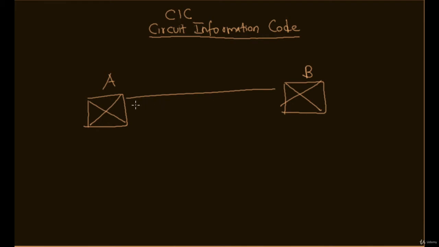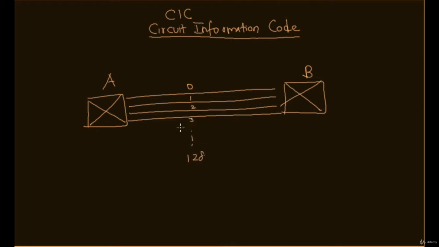there are, let's say, some n number of circuits. Each circuit will have one identification: circuit 0, circuit 1, circuit 2, circuit 3, like that. There will be, let's say, 128 circuits. So A, comma B, comma CIC, this is going to be a unique combination. Let's say A and B are point codes: point code of origin, point code of destination, and the CIC number. This is going to be a unique tuple.